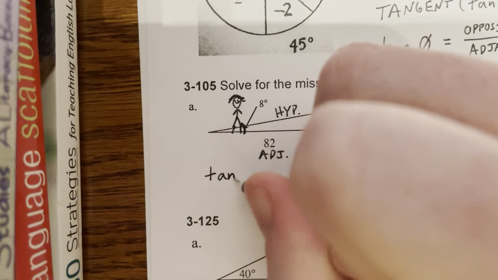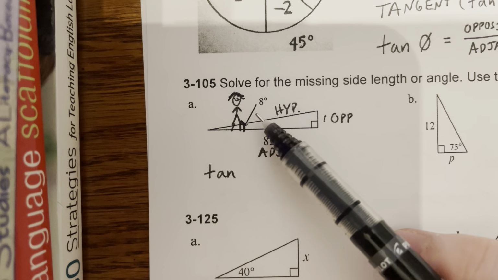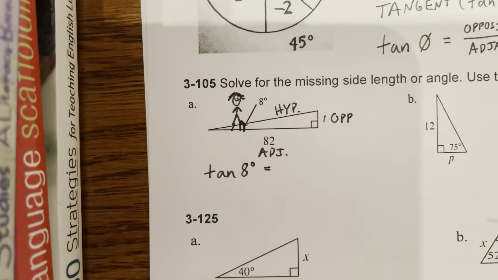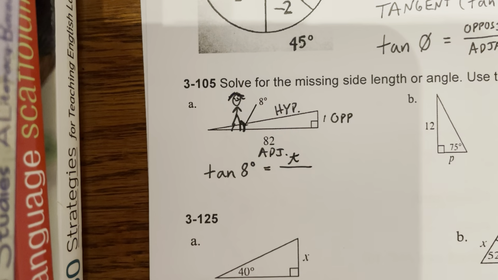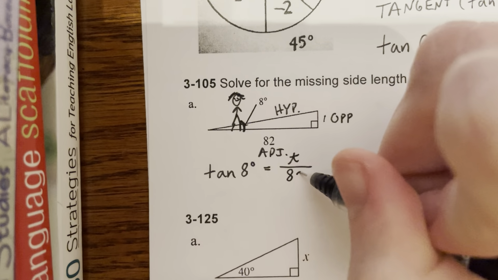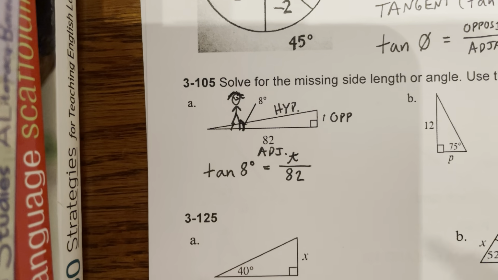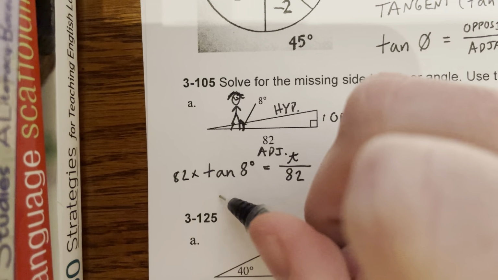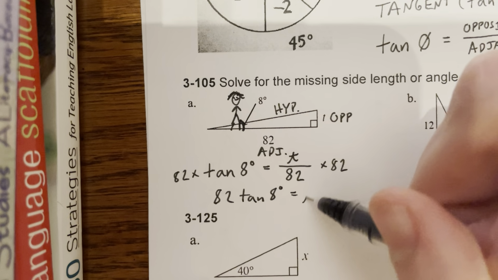So now we have everything that we need to solve this problem. Tangent of theta equals opposite over adjacent. In this case, our angle theta is 8 degrees. So tangent of 8 degrees equals opposite, which is t, this is how I draw my t's, over adjacent, which is 82. Now all I have to do is get t by itself. What's happening to t right now is it's being divided by 82, so I multiply by 82 on both sides, and I get 82 tangent of 8 degrees equals t.